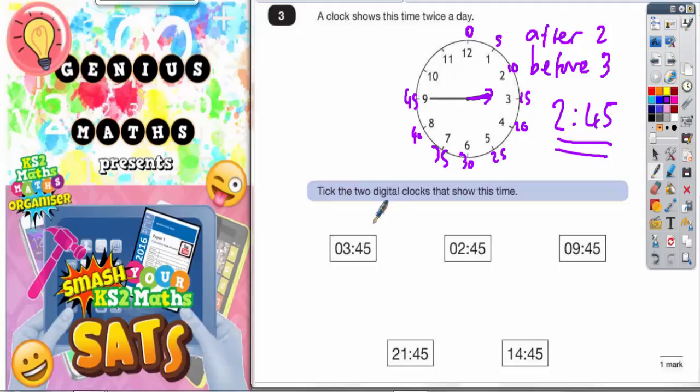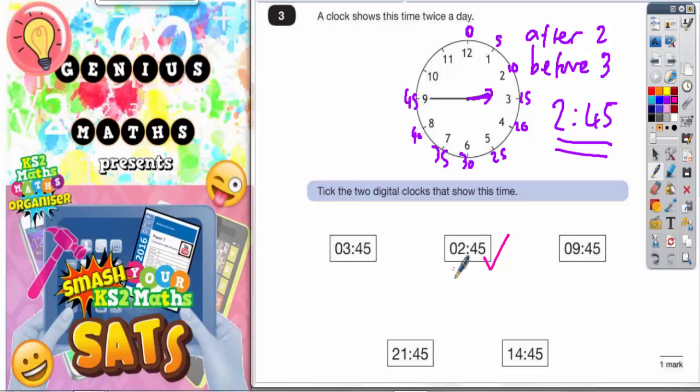Now it does say tick the two digital clocks that show this time. Now we have actually got one of those straight away which shows us 2:45, and that's this one. So we definitely need to be ticking this one because that says 2:45. But remember, 2:45 is only in the early hours of the morning.